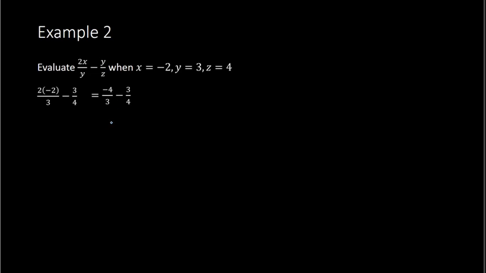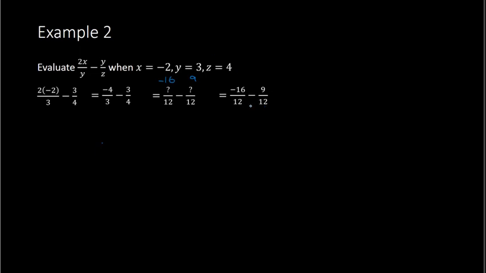Now when I subtract or add fractions, I need to make sure that we have a common denominator. So I can think of this as something over 12 minus something over 12. For the first fraction, -4/3, we had to do 3 times 4 to get to 12. So for the top, we do -4 times 4, which would be -16. For the second fraction, 4 times 3 gives me 12. So then 3 times 3 would give me 9. So what I have is -16/12 minus 9/12.